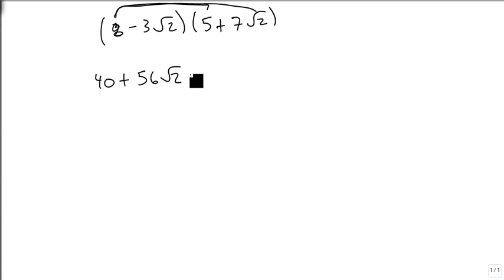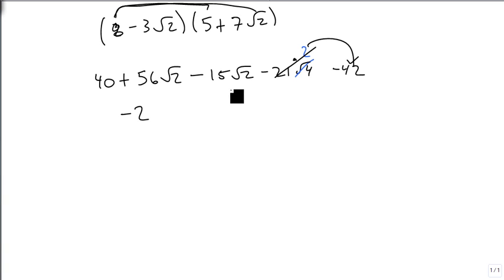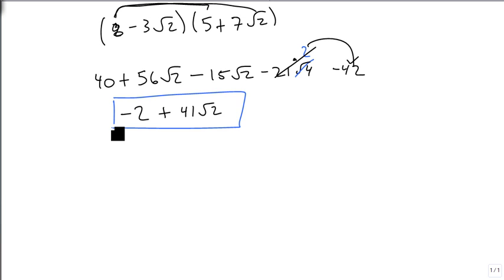Minus 3 square roots of 2 times 5 is minus 15 square roots of 2. Minus 3 square roots of 2 times 7 square roots of 2 is minus 21 square roots of 4, which simplifies to a 2. So this becomes minus 42, this last one together. So now we combine like radicals. 40 minus 42 is negative 2. 56 root 2 minus 15 root 2 is going to leave us a positive 41 root 2. And here is our answer after we've FOILed it together.